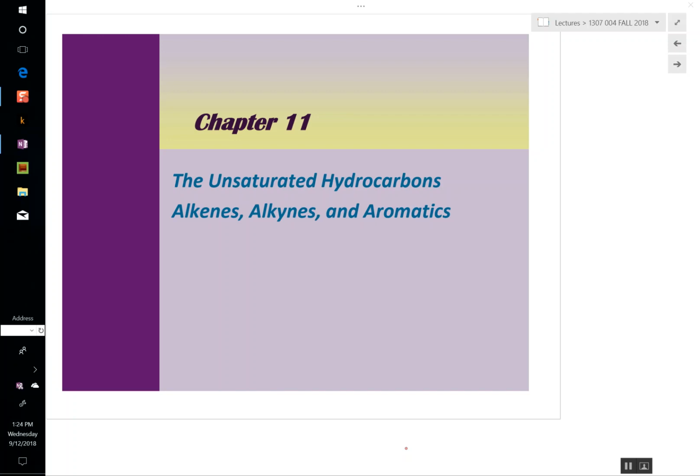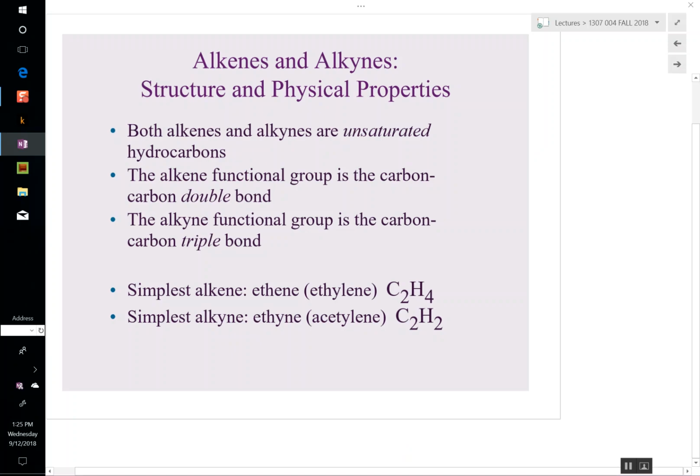Chapter 10 was about saturated hydrocarbons. Organic compounds with carbon with single bonds around all the carbons. That's a saturated hydrocarbon. In chapter 11, we're going to start looking at unsaturated hydrocarbons. Alkenes, with an E-N-E ending, have double bonds. It just has to have one double bond in it. It's an alkene.